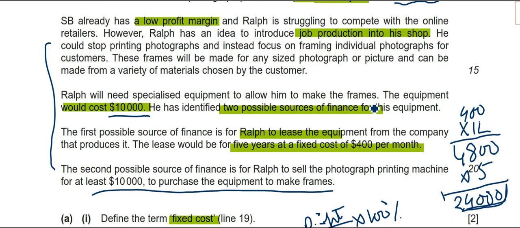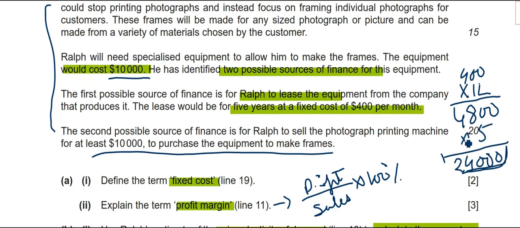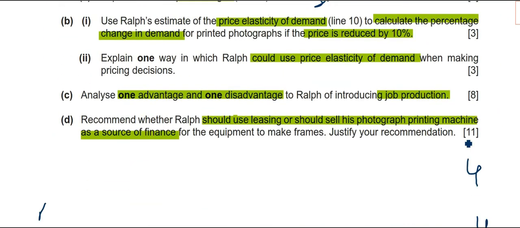So technically, if this was 400 per month, he is paying 12 months every year. So 400 into 12 makes it $4,800, and that into 5 years will make it $24,000. So in order to obtain a machine that is worth only $10,000 if paid outright, he will actually be paying $24,000 for it. So looking at this at a single glance, we can simply say that leasing is definitely not the better option for him.